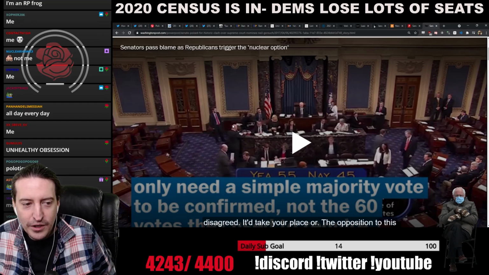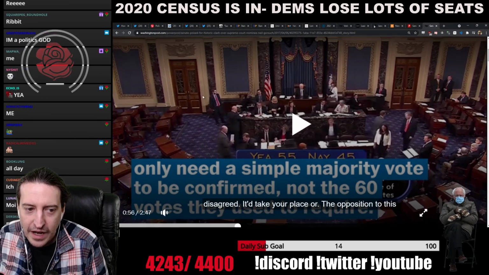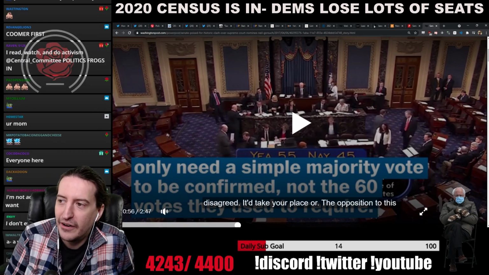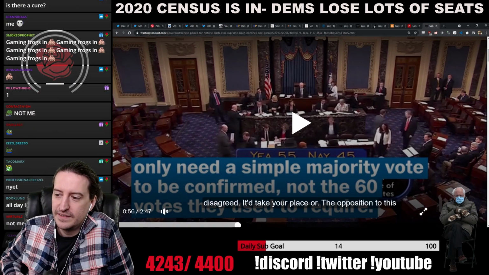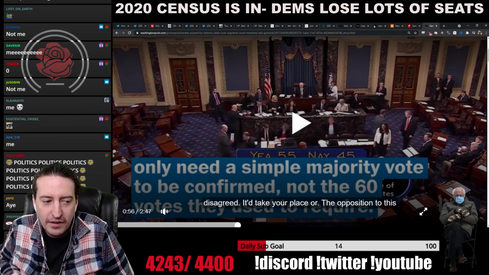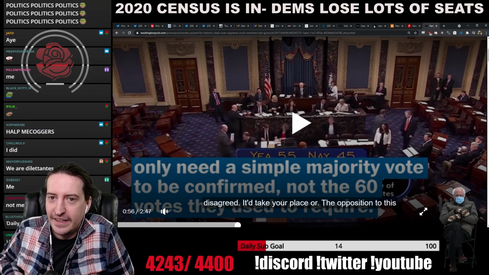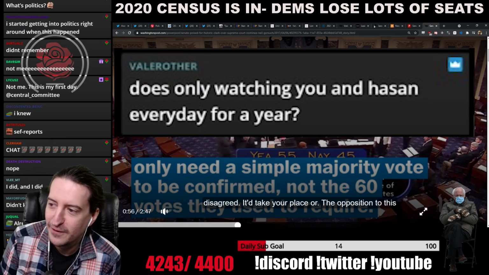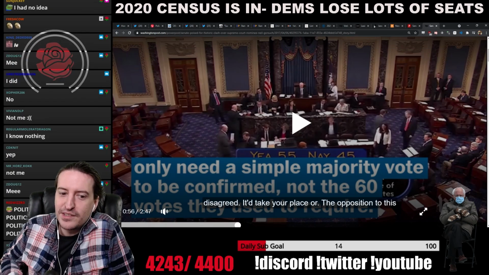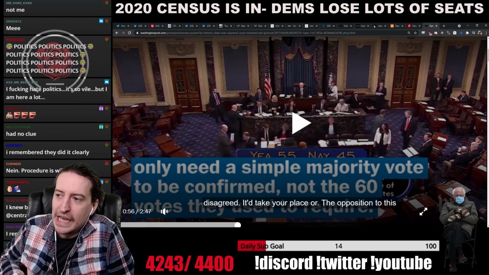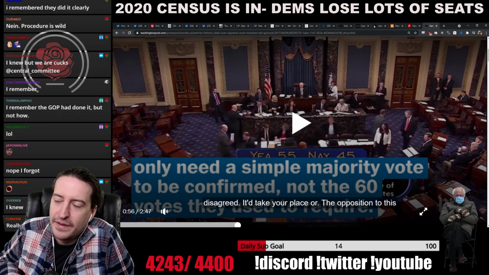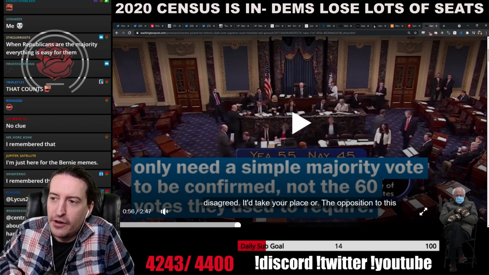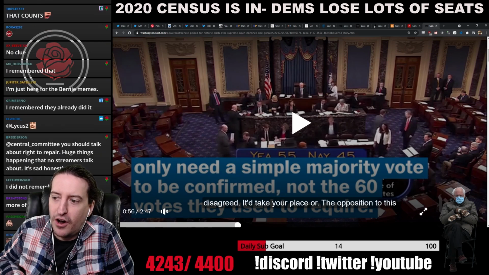So how many of you knew how easy it is to overturn a filibuster? How many of you remembered that they had already done it? The Republicans had done it already. Does only watching you and Hassan every day for a year count? Yes. So the filibuster is this easy, and the Republicans did it in lockstep, and no one cared. It was an article in the media for 5 minutes, and we all moved on.